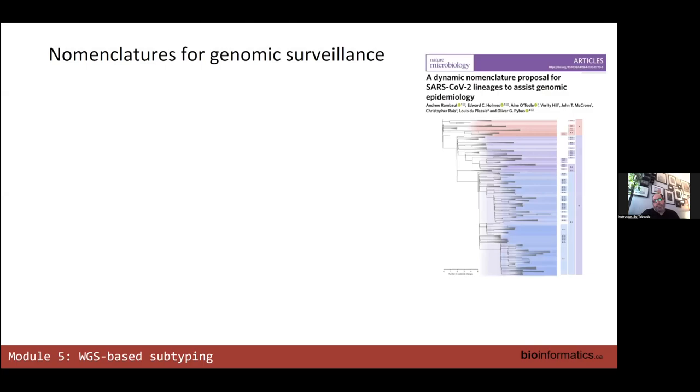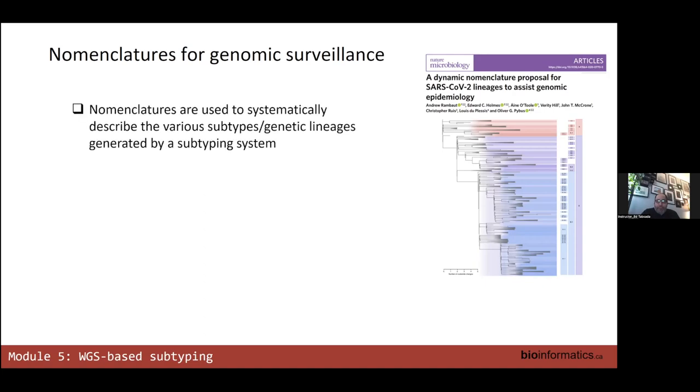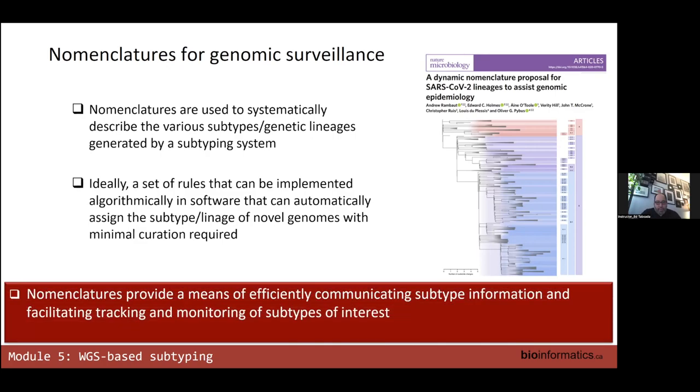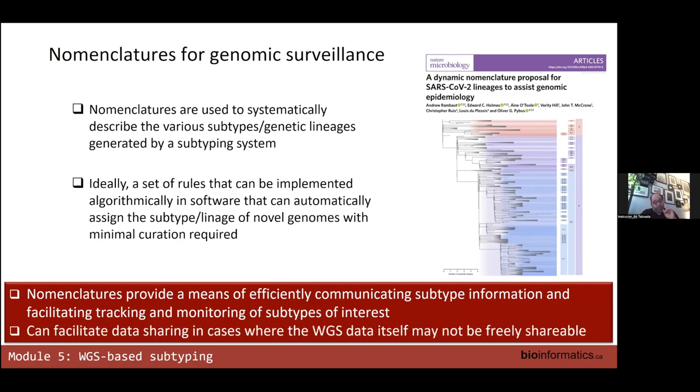Most people didn't know about nomenclatures until SARS-CoV-2, because of the development of this particular tool that would assign genomes to a lineage. Nomenclatures are essential. You can't do genomic surveillance without a nomenclature system that will systematically issue lineage names or strain names or whatever based on the sequence that you have, because that enables communication between groups without necessarily having to share the sequence data. Although, as Emma will tell you, you should be sharing the sequence.